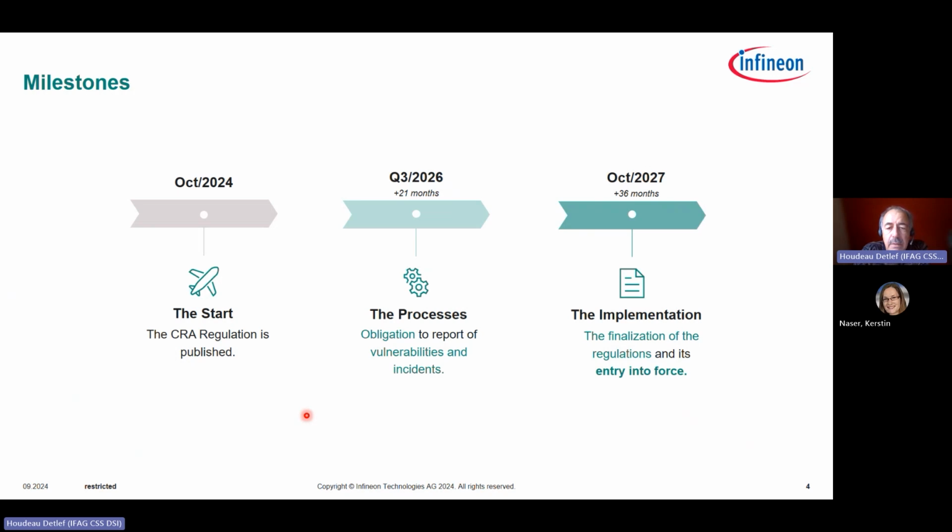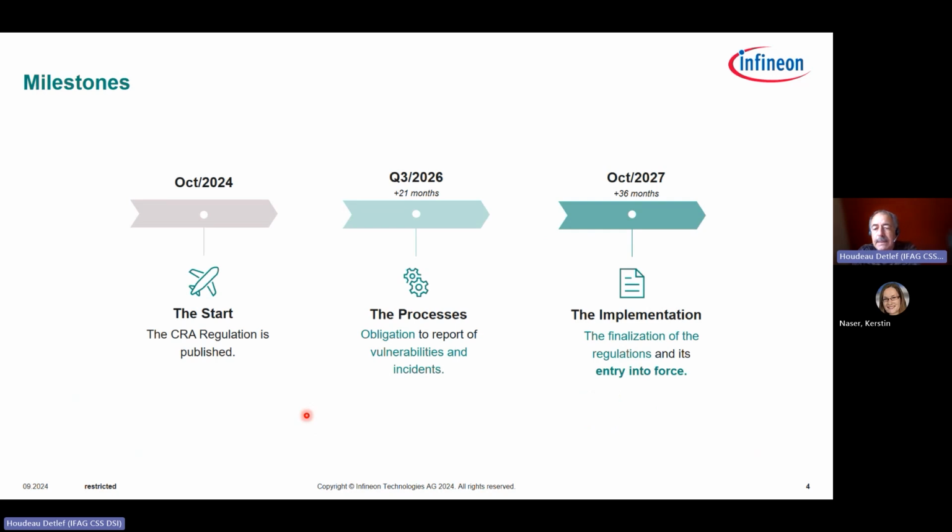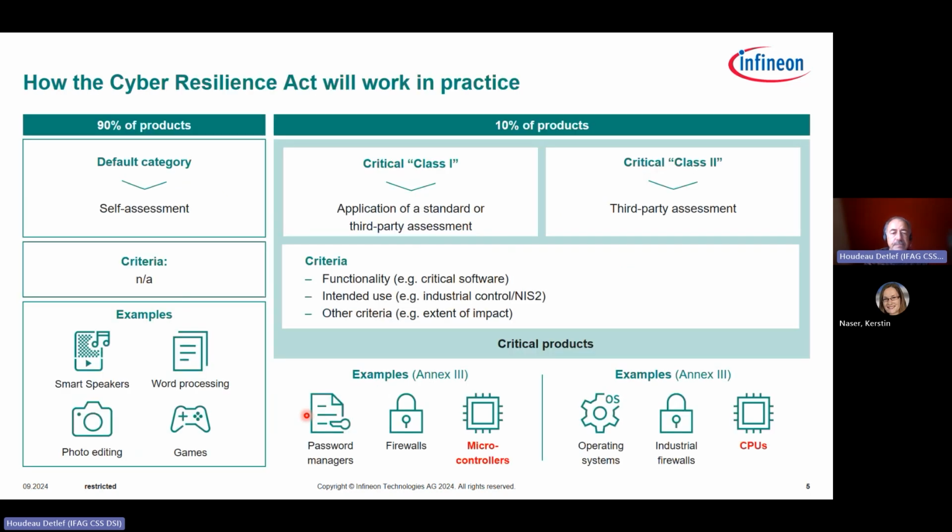And 21 months later, the obligation to report vulnerabilities and incidents of products which are in the market must be done by all suppliers. And 36 months from now, meaning October 2027, all new products which will be sold to the market must carry this kind of new CE labeling. That means this regulation goes into force. So this is the published European milestone plan.